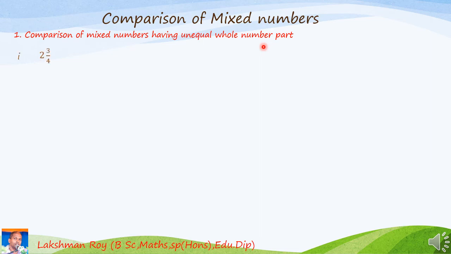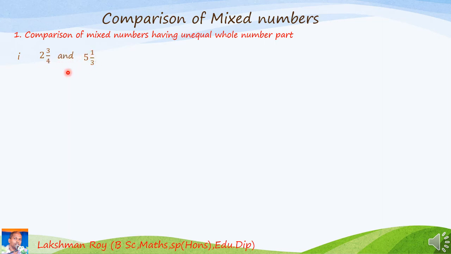The first mixed number is 2 and 3/4. You can see 2 is the whole number and 3/4 is the fractional part. The addition of 2 and 3/4 becomes 2 and 3/4, so that is the mixed number. Then my second mixed number is, student, 5 and 1/3. Here the whole number is 5 and 1/3 is the fractional part. Now I want to compare these two.